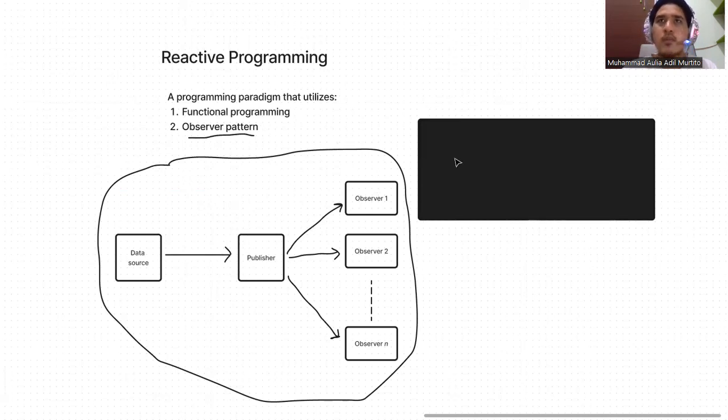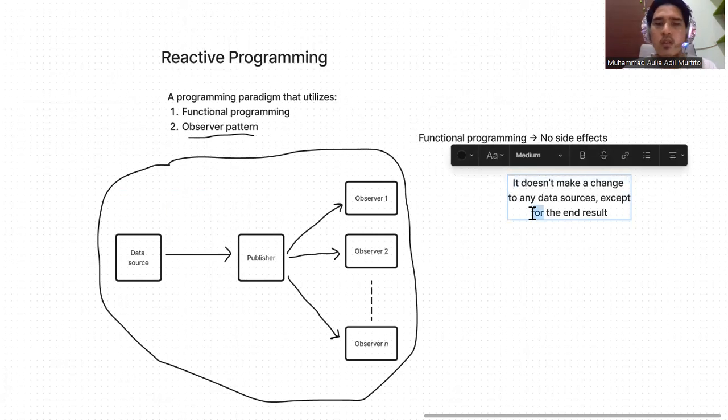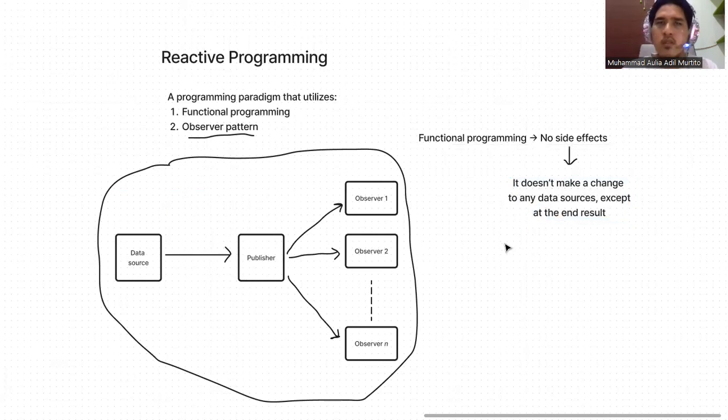How about functional programming? Well, first of all, functional programming is a programming paradigm where there shouldn't be any side effects. So a function shouldn't have any side effect. Side effect means it makes a change to data sources. So the function doesn't make a change to any data sources except at the end result. So I guess that's how functional programming is defined.